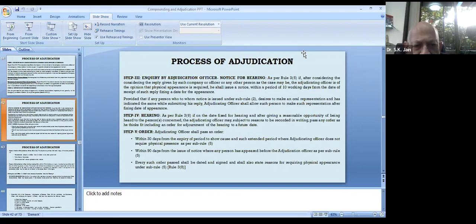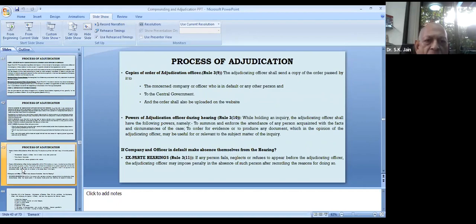Then within 90 days from the issue of notice, where the person has appeared before the adjudicating officer as per sub-rule. So within 30 days where no hearing takes place, 90 days where hearing takes place, then the order has to be passed after expiry of this period. Every such order shall be dated and signed and shall also state reasons for requiring physical appearance under rule so and so.